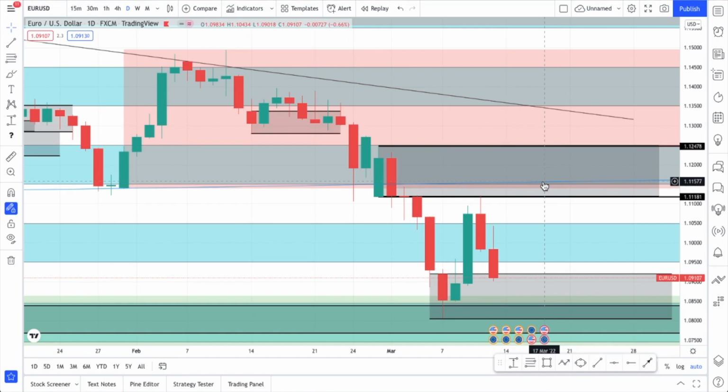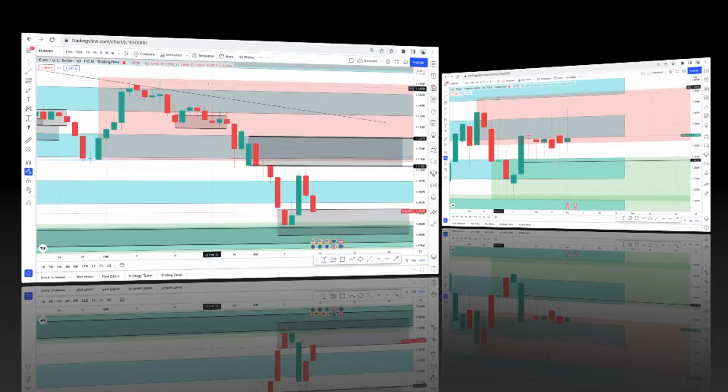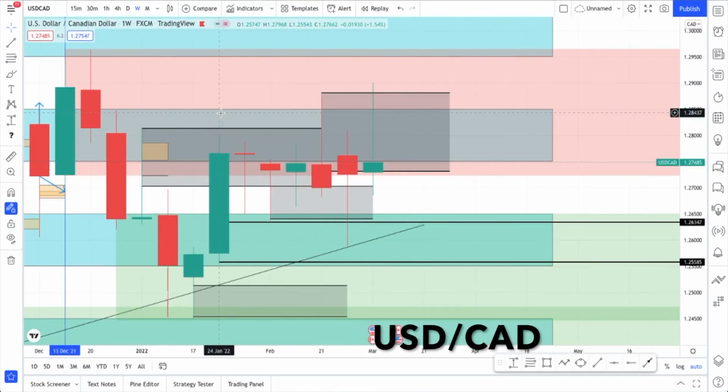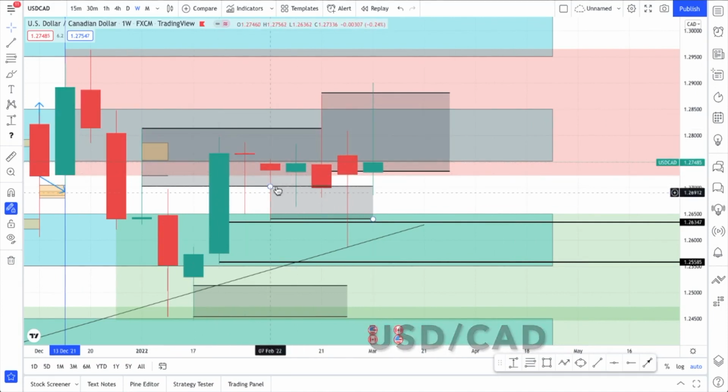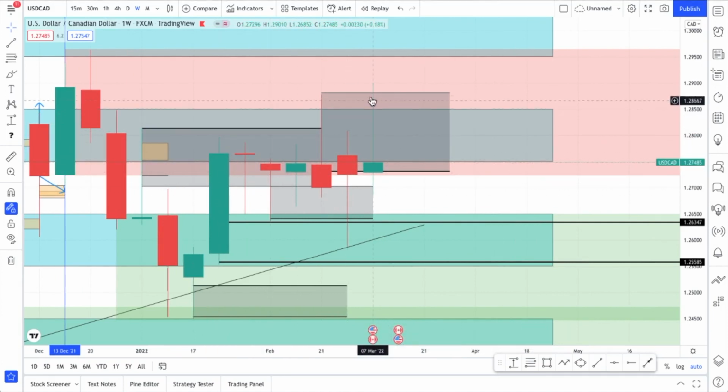So with that being said, I will now move on to the USDCAD. If you look at the USDCAD, we can see that prices have respected this weekly supply zone here, as prices in the previous week respected this demand zone here. So we're moving towards the 7th week where prices have not taken out either of these supply or demand zones in terms of the weekly time frame.